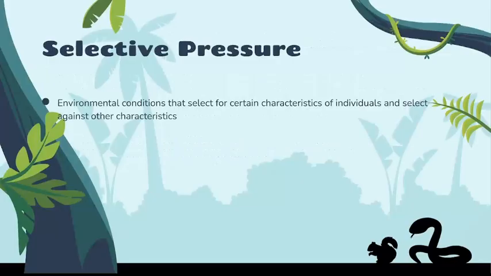So we're going to talk about selective pressure. Selective pressure is a pressure that pushes the species or the population to change. It's an environmental condition that selects for certain characteristics of individuals and selects against other characteristics. So with black and white, we're looking at two completely different colors in two completely different zones. It was originally white. However, because the trees turned black, the white ones now die. So it selects against the white, but in favor of the black.